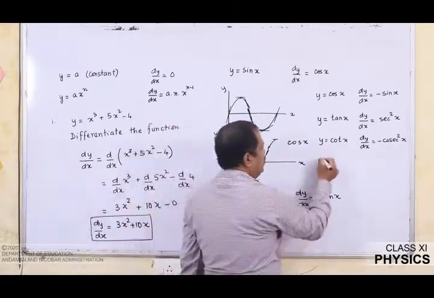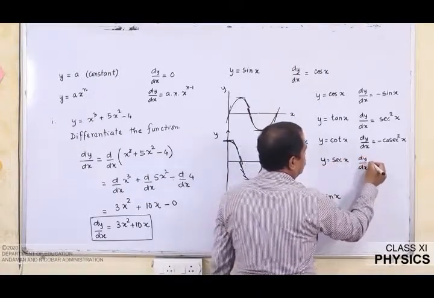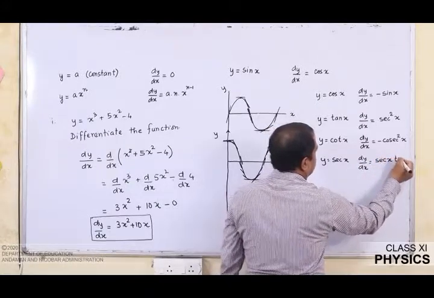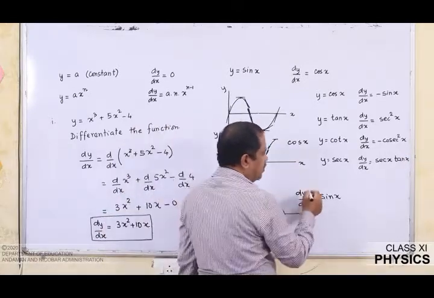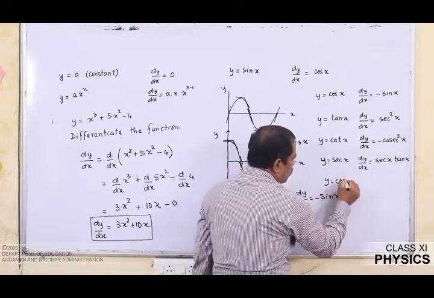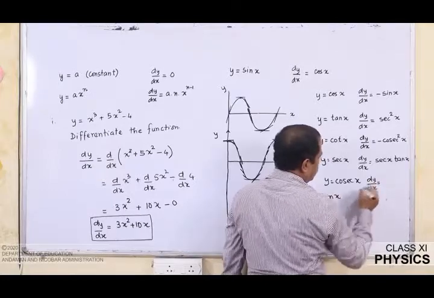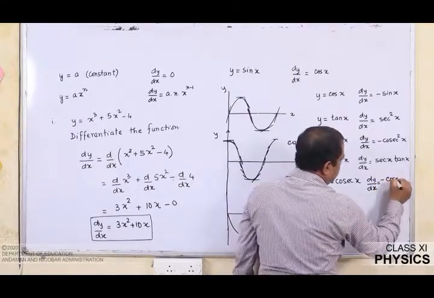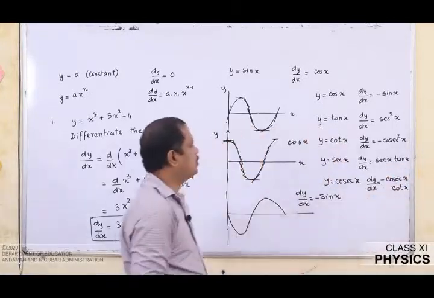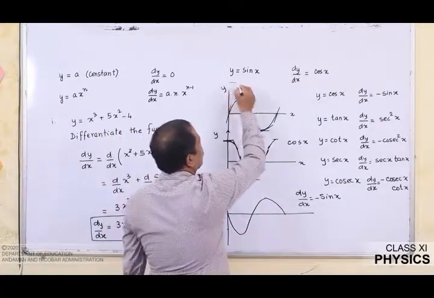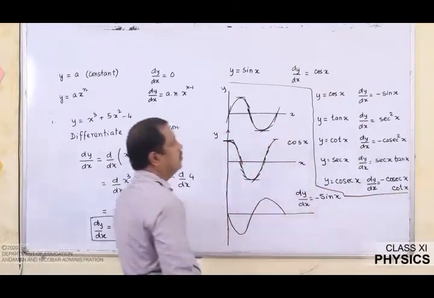If I have y is equal to sec x, then dy by dx is equal to sec x tan x. And if I have y is equal to cosec x, then the slope that I am going to calculate, dy by dx, is equal to minus cosec x cot x. So, these things we need to keep in mind for solving the problems of physics.